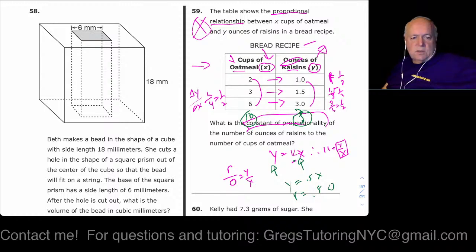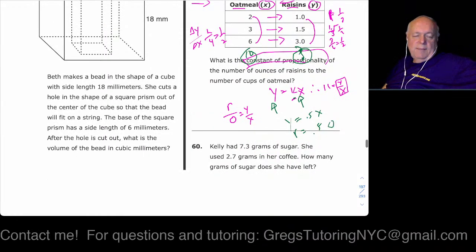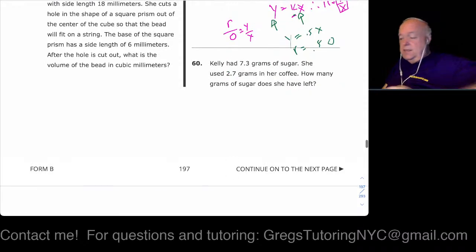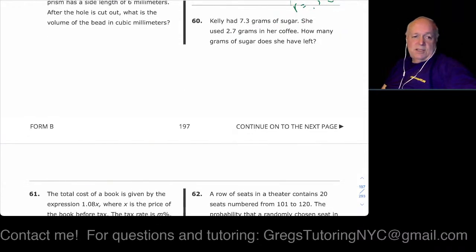We'll go to the next question, which is 60. I'm not quite sure why they asked 60, but let's solve it and maybe talk about it. Kelly has 7.3 grams of sugar. She uses 2.7 grams of the sugar in her coffee. How many grams does she have left? So there's no unit conversion here. This is strictly, she starts out with 7.3 grams. She's going to take away 2.7 grams. And the question is, what are we left with?